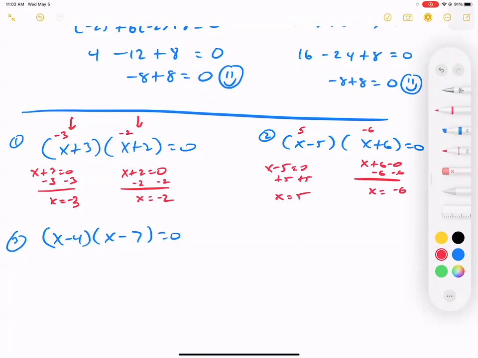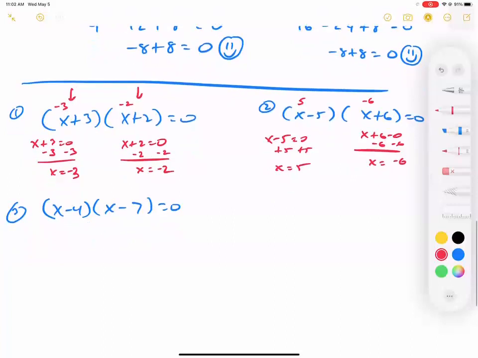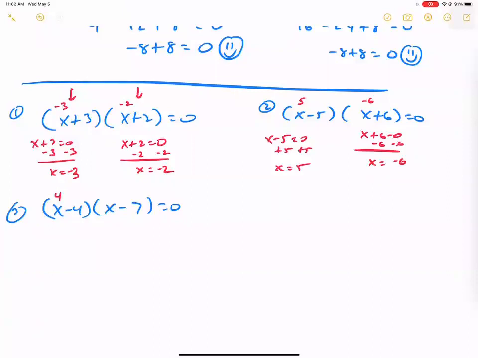Now the last one, I want you guys to do number 3. Let's see if you can do the mental math trick. What cancels out with a minus 4? A positive 4. What cancels out with a minus 7? A positive 7. And if x was 4, we would end up with a 0, or if x was 7, we would also end up with a 0. Let me double check for you. If I write 4 minus 4 and 4 minus 7, would this be 0?